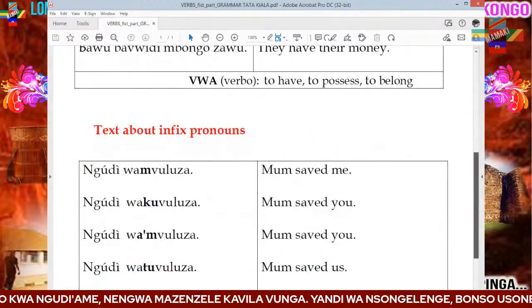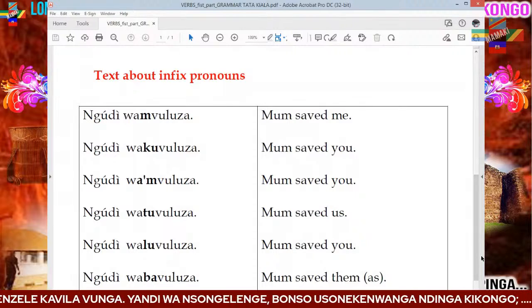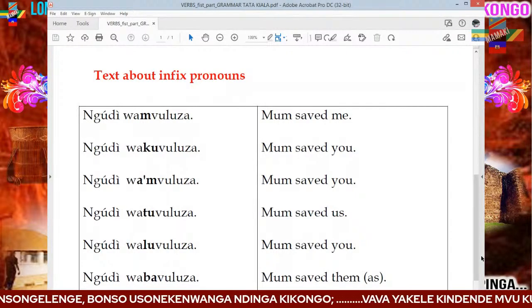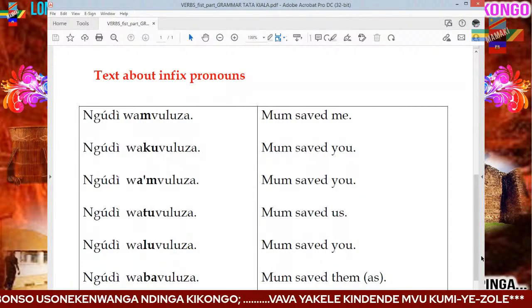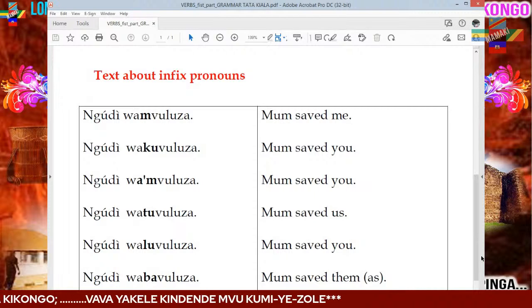Okay, this is very important. Text about infix pronoun. Nangatariwa, are you brave enough? Yeah, I'll try. Go ahead. I don't know where the long vowels are.